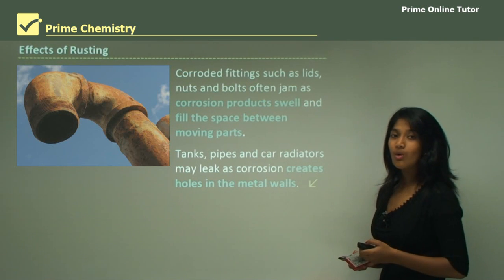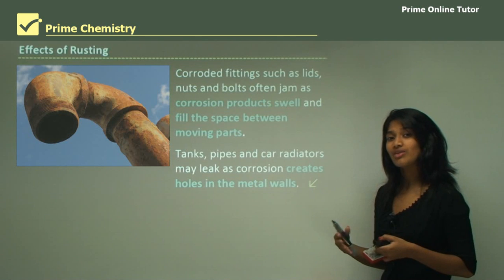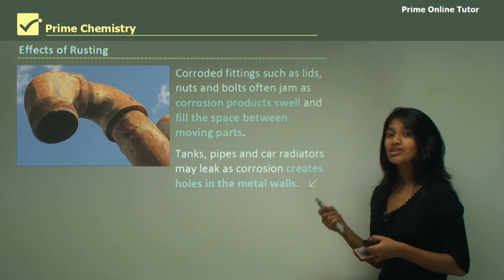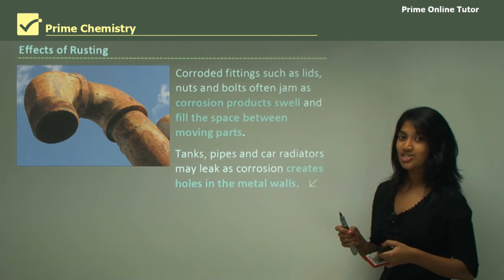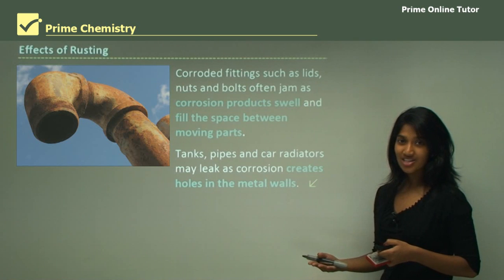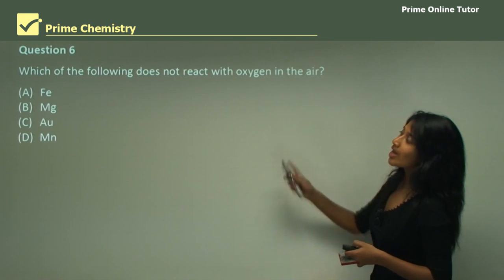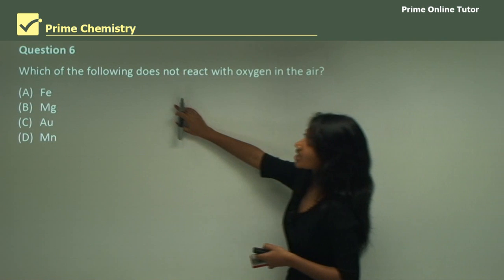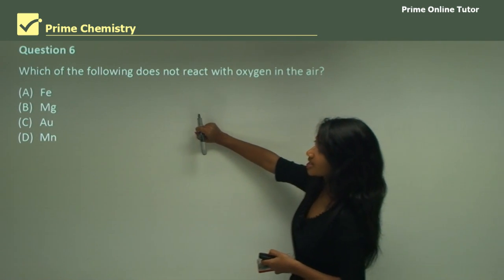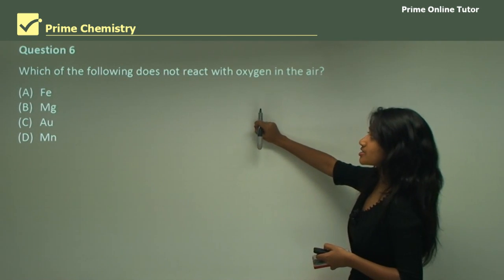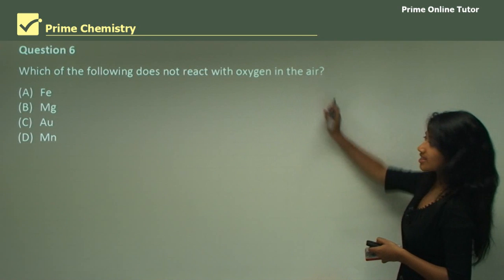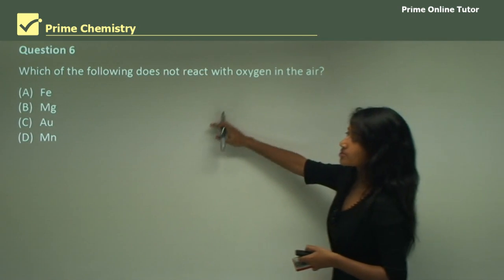Now in this topic, what we just covered was the metals reacting with oxygen, and corrosion was one of these reactions and how it's a disadvantage to everyday society. Now let's look at some questions. We have question 6. It's a multiple choice question asking, which of the following does not react with oxygen in the air? So we have 4 options here.